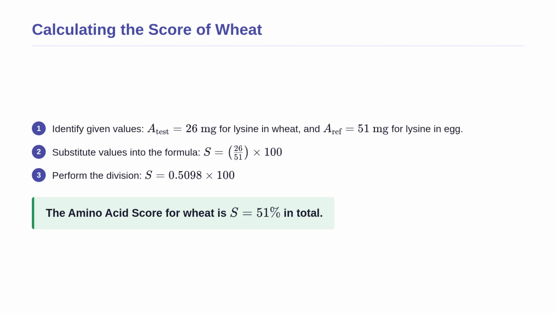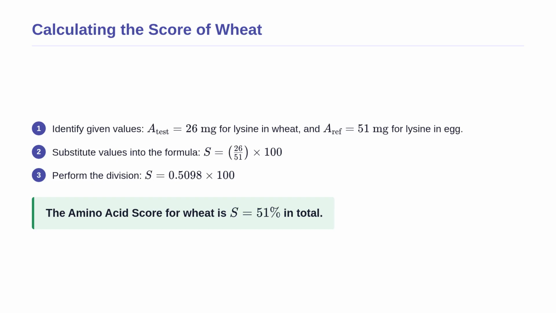Let us apply this formula to a concrete example involving wheat, a staple food for billions. We are given that a sample of wheat protein contains 26 milligrams of the essential amino acid lysine per gram. Our perfect reference protein, an egg, contains 51 milligrams of lysine per gram. We want to find the amino acid score.